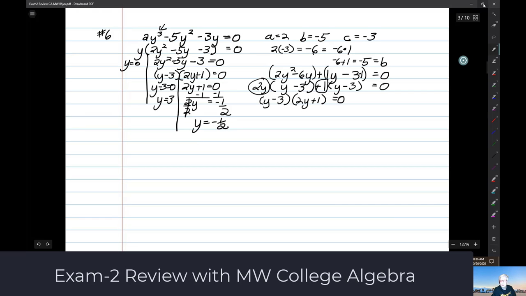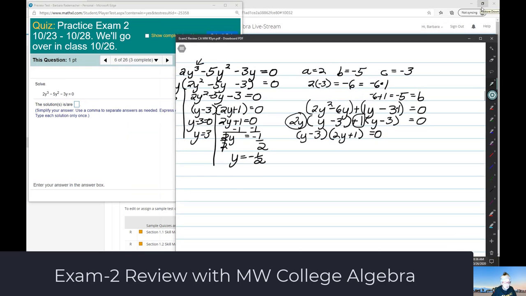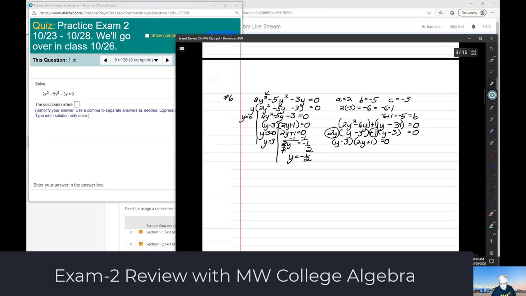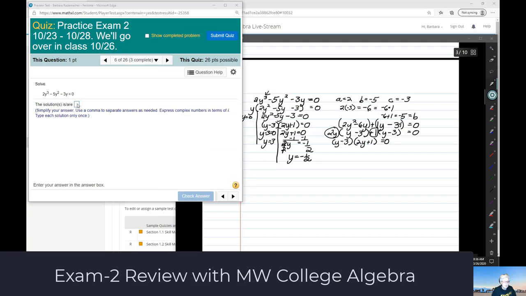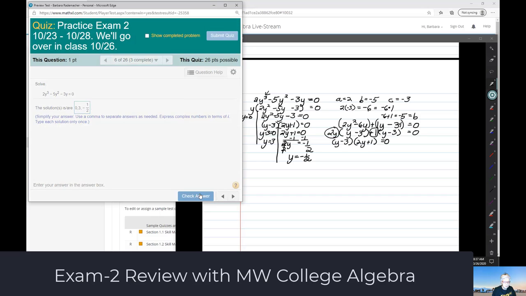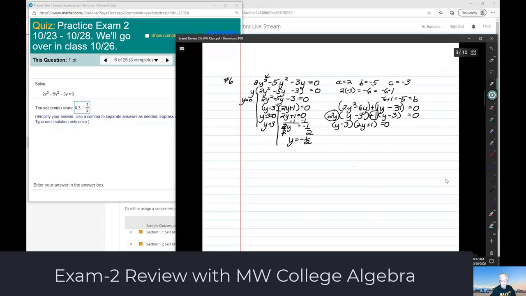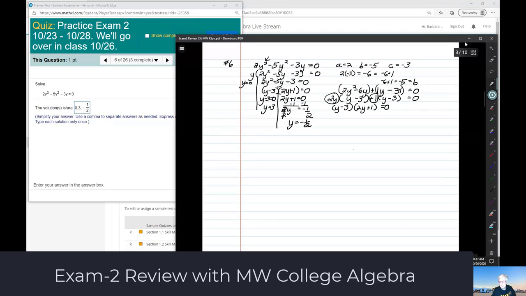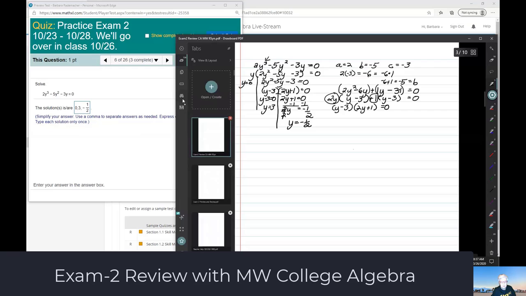So now let me see what the instructions were. That would help. The solutions are, okay, we'll have y equals 0, comma, 3, comma, and negative 1 divided by 2. Yes. Okay. Save that.